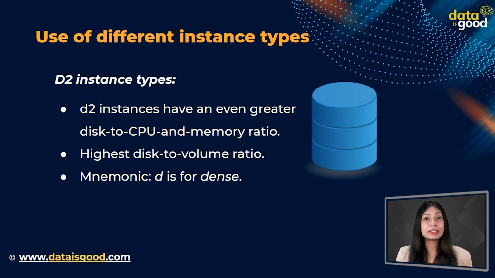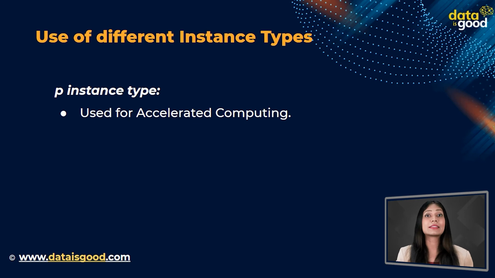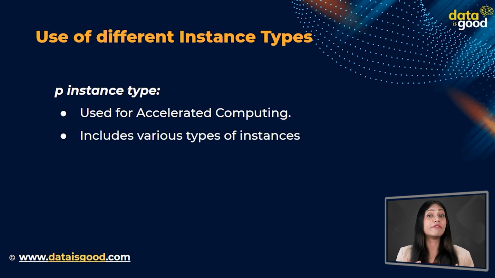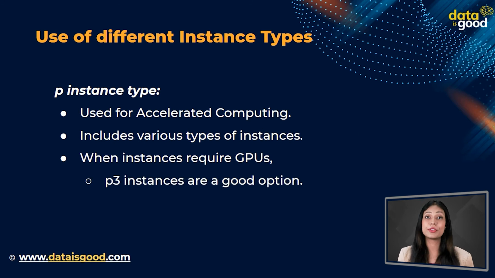The next type of instance is the P instance type. So these are used for accelerated computing. It includes various types of instances like the P type of instance. If your instances require GPUs, P3 instances are a good option.